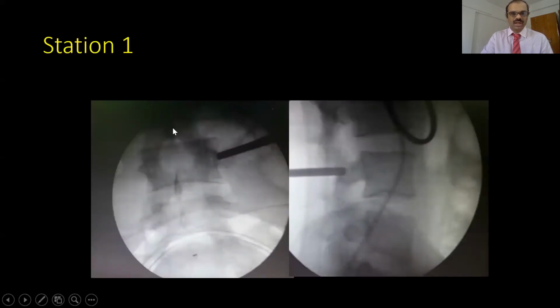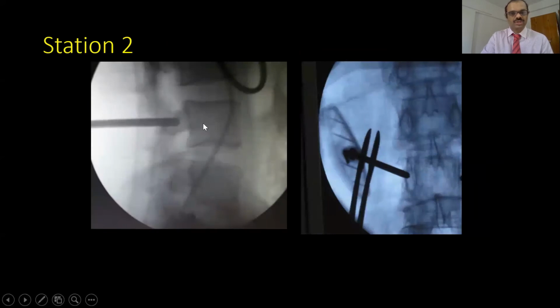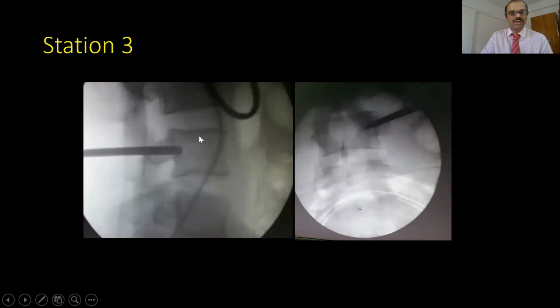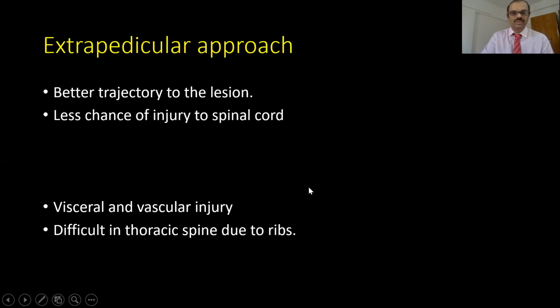So this is a clinical example where you can see that the entry point is at the superolateral corner of the pedicle shadow on the AP view, and it is at station 1. As you enter station 2, the middle of the pedicle, you can see that it is still within the oval shadow. And once it crosses the posterior border, you can see in the AP view it's just touching the medial border of the oval shadow.